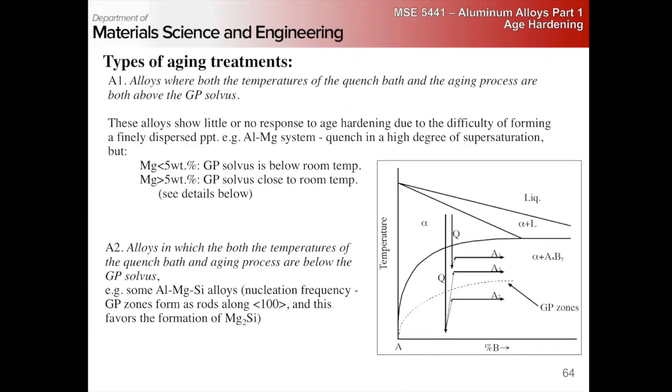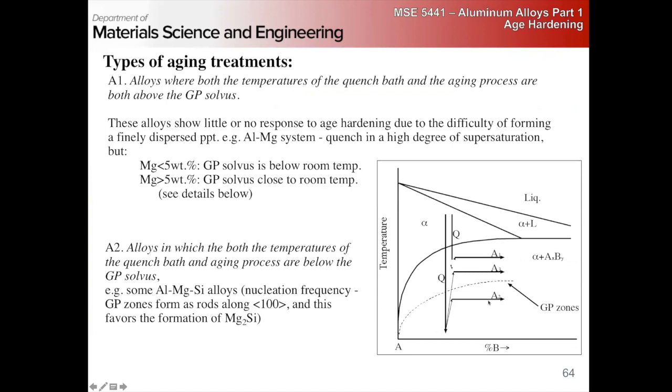And then being able to interpret these sorts of things. So understanding what's going to happen if I do quench A1 versus A2. Well, at A2, I'm below the GP zone solvus, so that's what I'm going to nucleate out. Up here, I'm well above the GP zone solvus, so chances are I'm going to nucleate an equilibrium phase or near equilibrium phase.